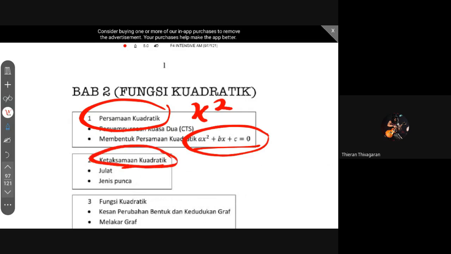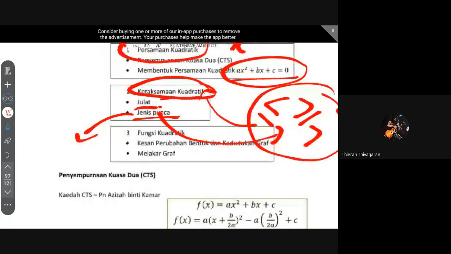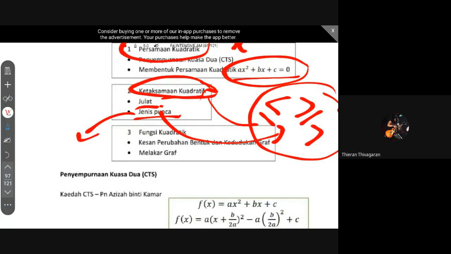Okay, and then ketaksamaan kuadratik. This is quadratic inequalities. Bila kamu ada simbol macam ni, suruh cari nilai x. They ask you to find the x value when you have this kind of symbols. This is representing this one. And then you have to know about range, julat. Julat pun boleh ditanya dari soalan macam ni. Mereka akan suruh cari julat nilai x, the range of values of x.